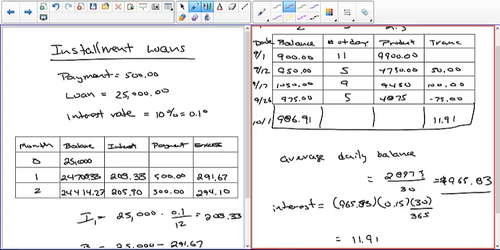So these are the things I would ask you for. What is the average daily balance? What is the interest, which you'd put here? And what is the balance for the next cycle? So I think that's a good thing to do.